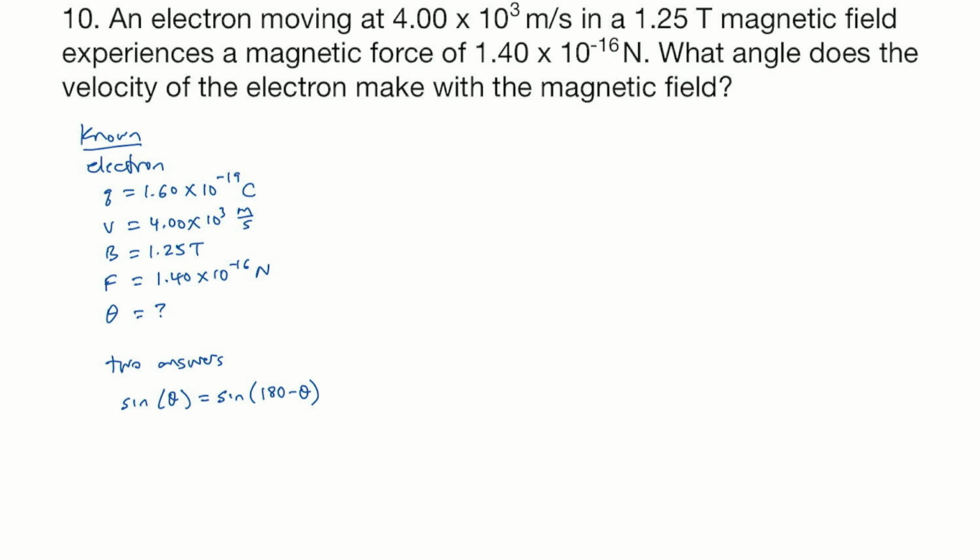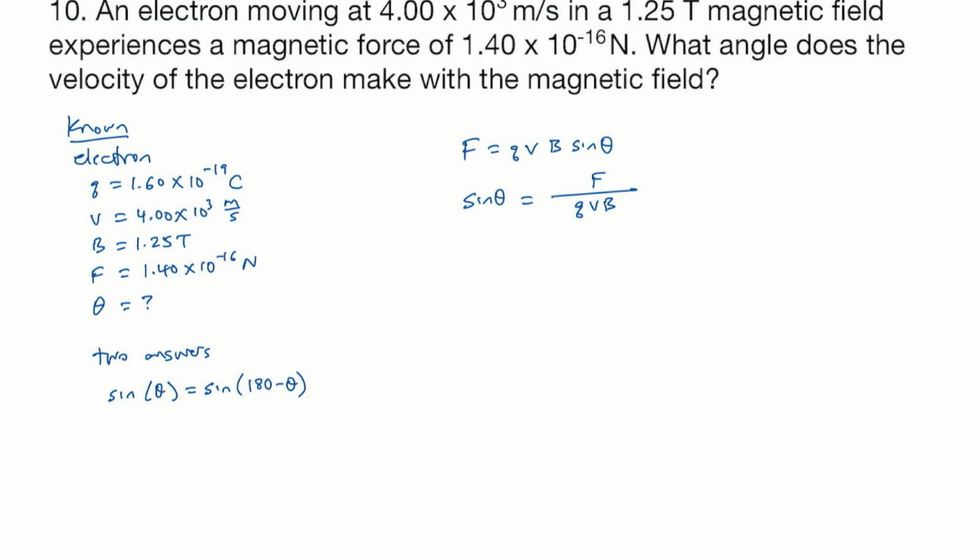Okay, so we know the force on a moving charge, and this is the magnitude of the force. So we've got the magnitude of Q times the magnitude of V times the magnitude of B times the sine of theta. Let's solve this for sine theta. So sine theta is the force divided by QVB. Take the sine inverse of both sides to get theta. So theta is the sine inverse of F divided by QVB.